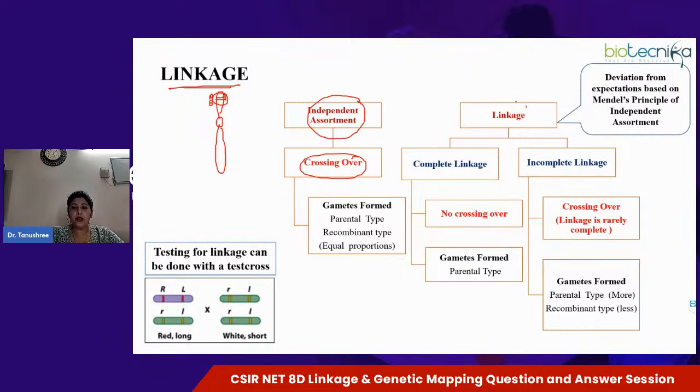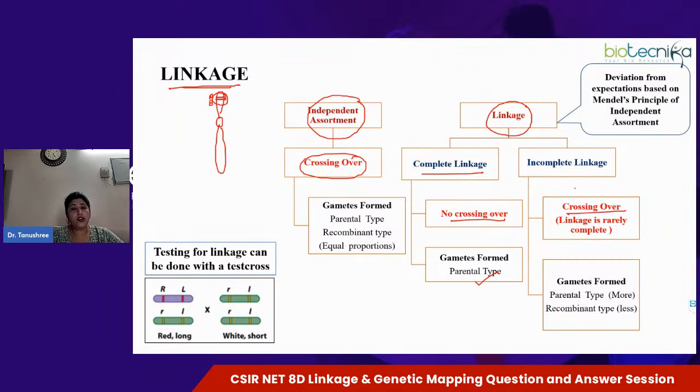So basically, linkage can be of two types, complete or incomplete. When we talk about complete linkage, it means that no crossing over will occur, right? For example, genes A and B are located on the same chromosome. As you can see, the distance between them is very small, so they are always inherited together. So no crossing over, and in such a case, when the gametes are formed, they will always be of parental type. However, in case of incomplete linkage, crossing over can occur, because linkage is rarely complete. This has been observed through experiments. In complete linkage, no crossing over. But in incomplete linkage, crossing over can occur.